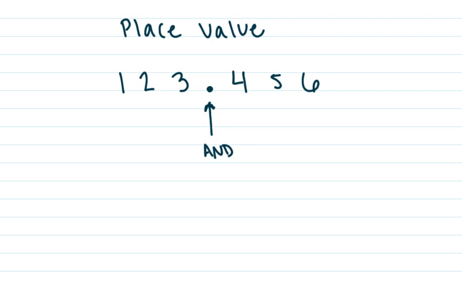Also, you may have noticed that this number is split into two pieces. Over here, we have our whole numbers. These are our whole numbers. So these are going to be numbers greater than 1. And on the right side, on the other side of our decimal point, are going to be our decimal place values. These are numbers that are going to be less than 1. Okay, so their place value is going to be less than 1. So let's talk about the names of these place values in this number.